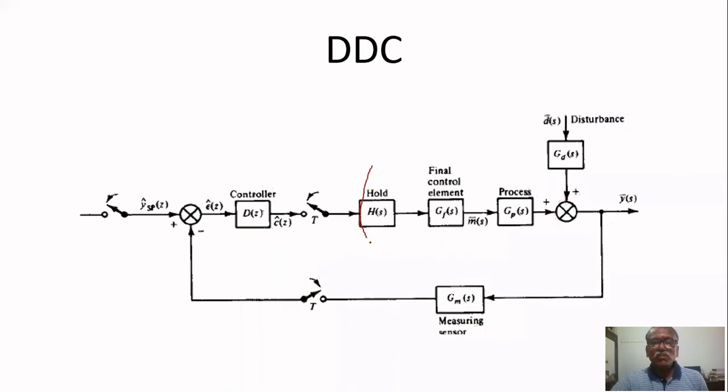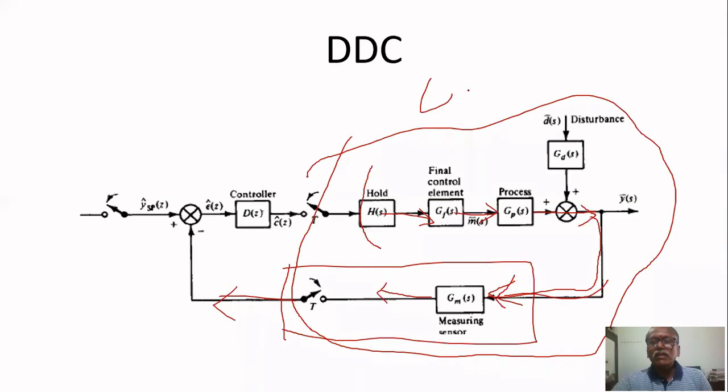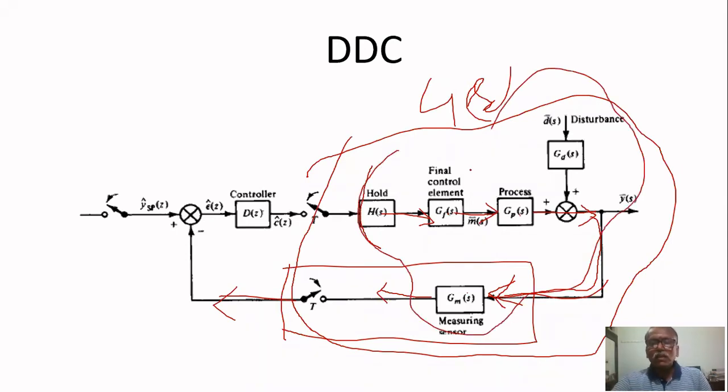The hold circuit takes a discrete input and gives a continuous output. The valve takes continuous input and gives continuous output. The measuring system sensor takes continuous input and gives continuous output. Then it is sampled. If you combine the sampler with the sensing unit, it takes continuous input and gives discrete output. Therefore, all blocks up to this point should be multiplied in the S domain. G of S equals H of S, GF of S, GP of S, GM of S. You should multiply all together to get G of S.